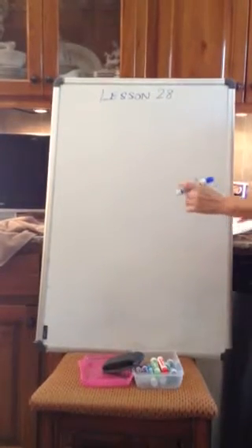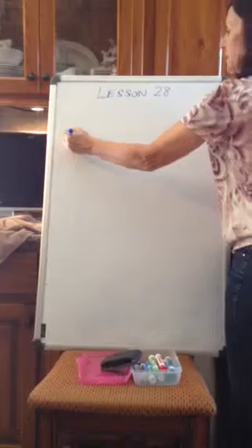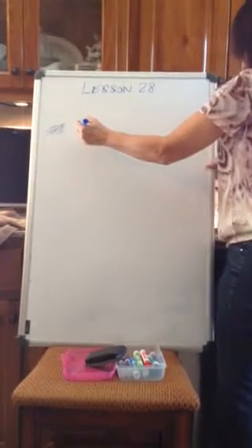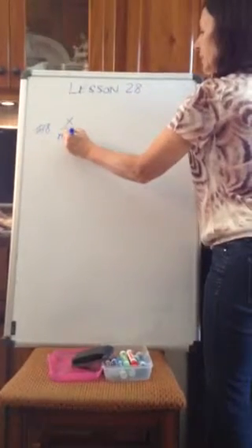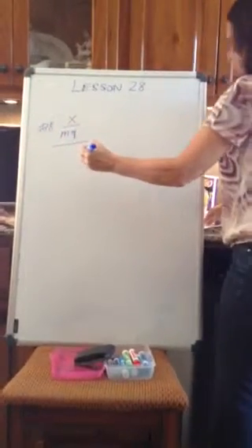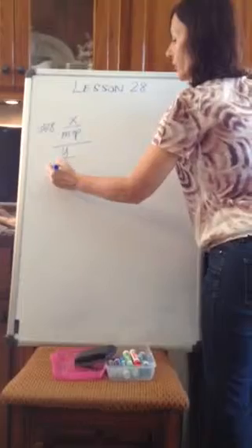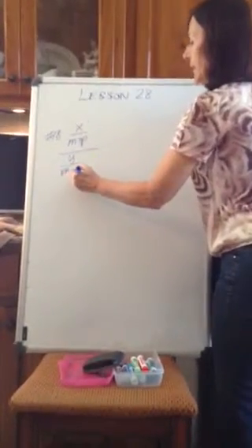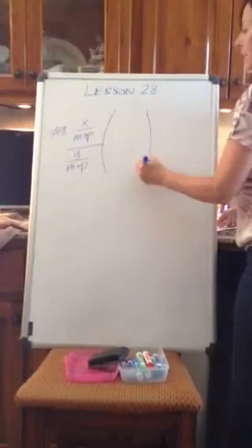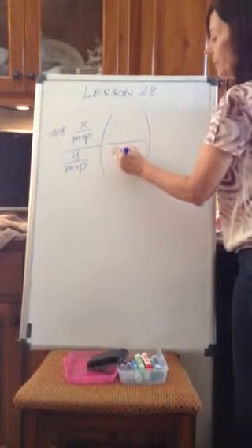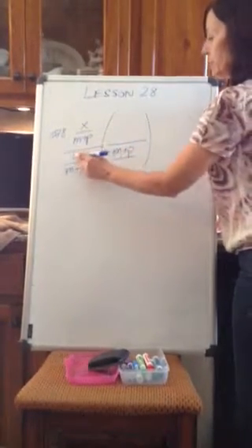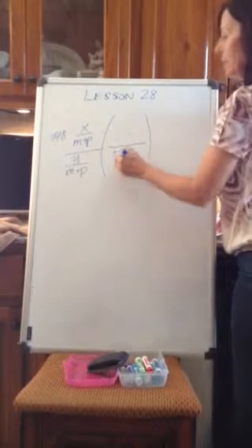Let's look at, from this lesson, number 18. Number 18 reads x over m plus p, all that over y over m plus p. Again, we're going to eliminate the fraction in our denominator by multiplying by the reciprocal of the fraction that's in the denominator.